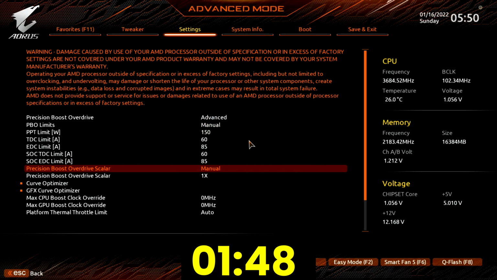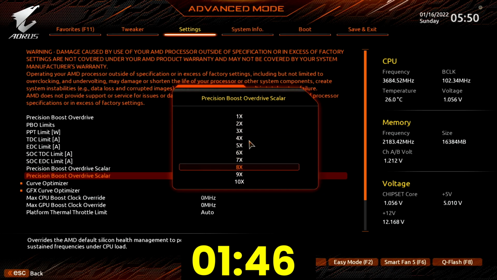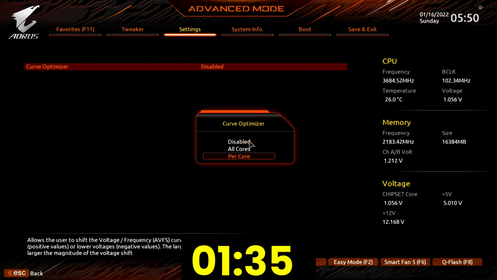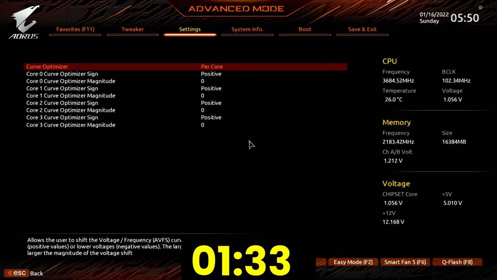Set Precision Boost Overdrive Scaler to manual and 10x. This tricks the Precision Boost algorithm into thinking our APU is much better than it actually is, so it will push for higher voltages. Enter the Curve Optimizer submenu and set Curve Optimizer to per core.